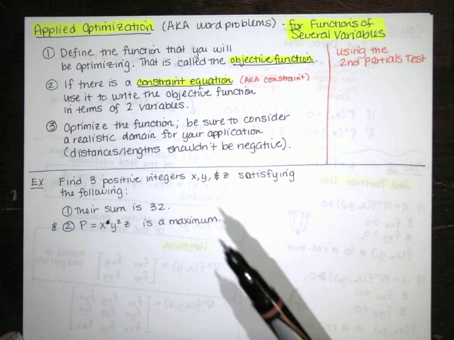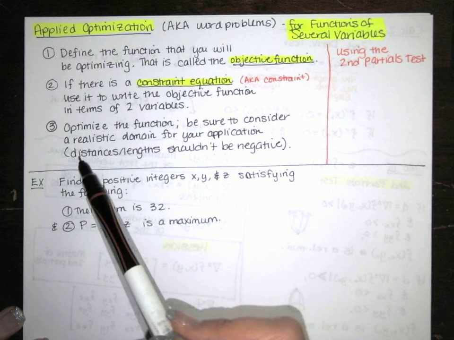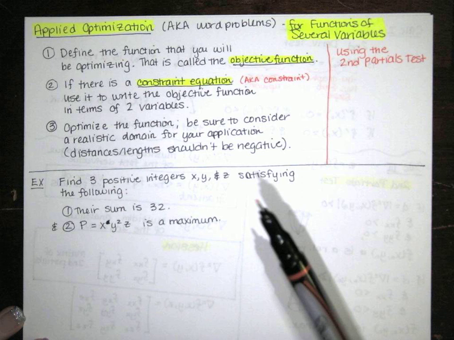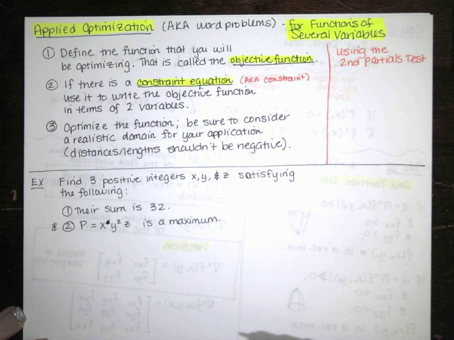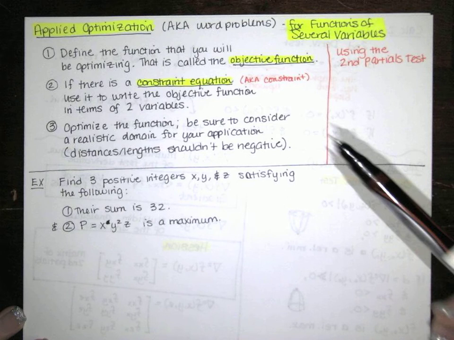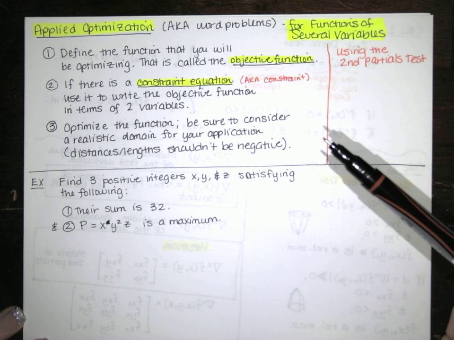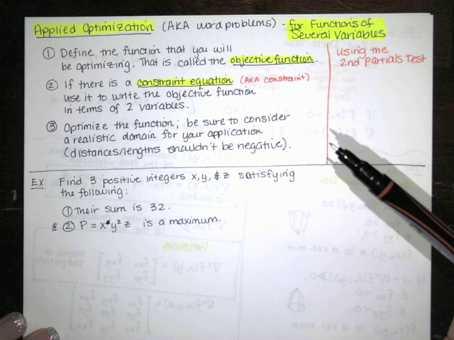So you need to restrict your domain to those answers that are realistic for the function that you're optimizing. So that's just a for instance, lengths and distances, they shouldn't be negative. So we'll optimize the function, we'll keep in mind the real world interpretation of what it is we're doing, and then hopefully we'll have enough information to answer the question.